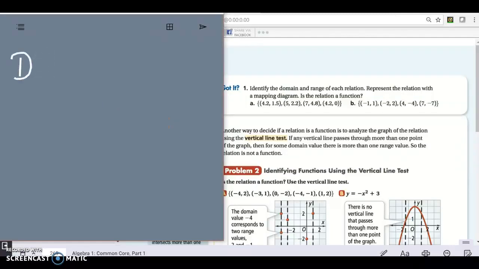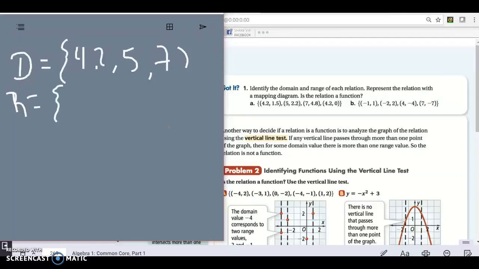would be 4.2, 5, and 7. Don't need to repeat the 4.2, right? And my range would be 1.5, 2.2, 7, and 0. Sorry.